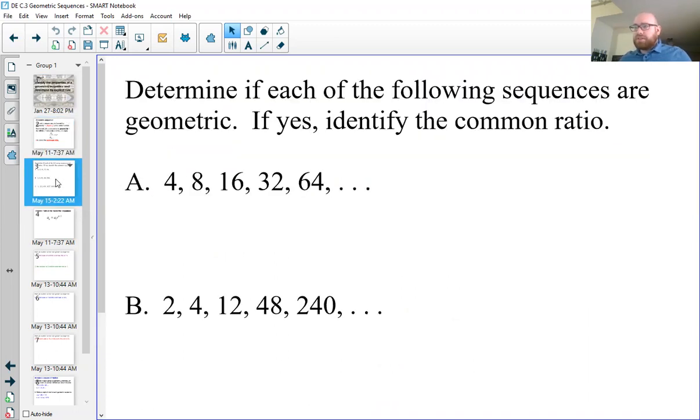So let's look at a couple examples. We want to determine if the following sequences are geometric. If yes, identify the common ratio. We can check by dividing each term by the previous term.